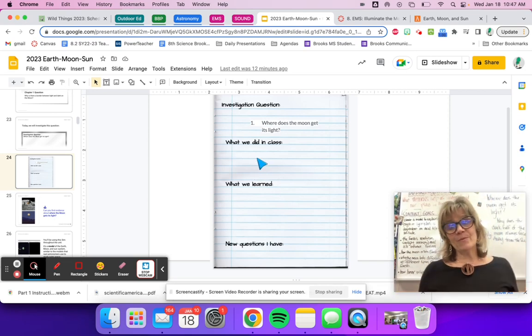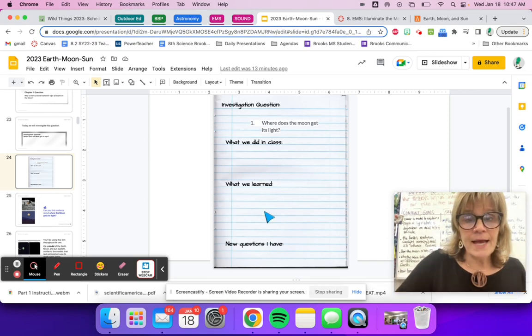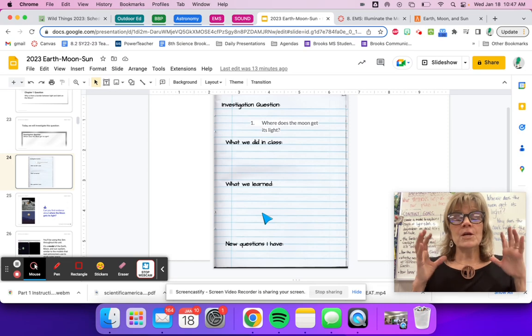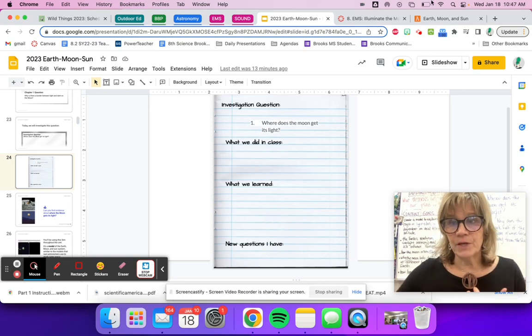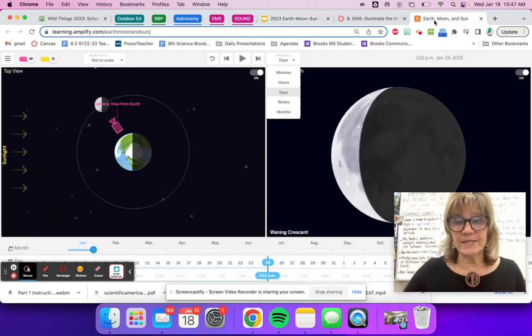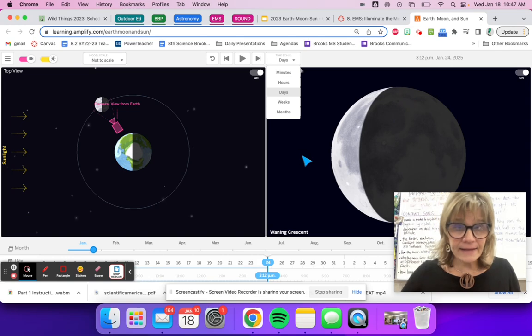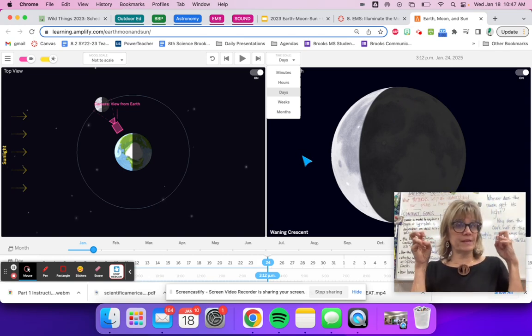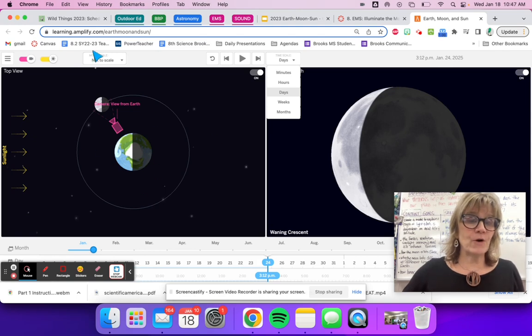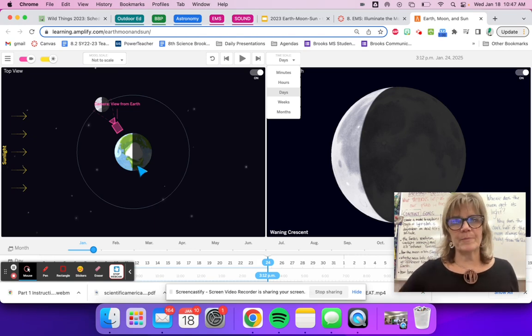What we did in class, we played with the simulation, right? What did you learn? Draw the model and explain where the moon gets its light from using what you learned here. Also, I can highly recommend that you draw exactly what you see, not what you think you see. All right, and really focus on this one. Okay, when you're done with that, and it's very straightforward, you guys, it's not super complicated.